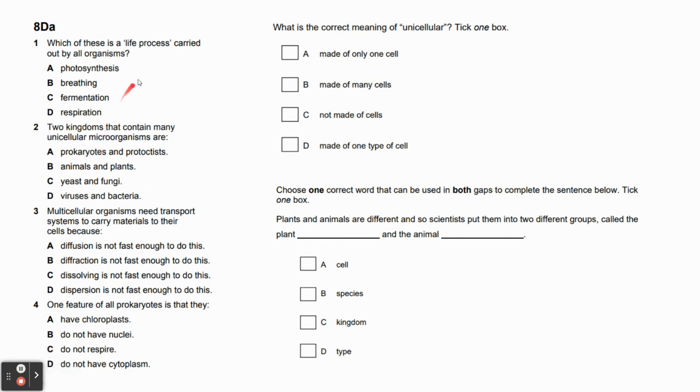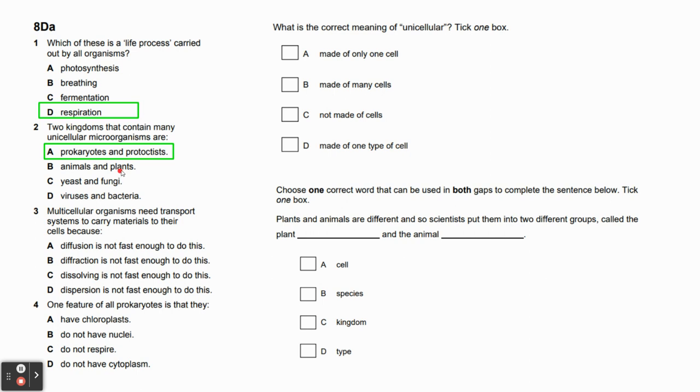So number 1, which of these is a life process? Remember, they are things that all living things need to do: movement, reproduction, sensitivity, growth, respiration, excretion, and nutrition. So to be classified as a living thing, you have to do all of those processes. So respiration is a process that all living things need to do. Number 2, two kingdoms that contain many unicellular organisms. That would be the first one, which is prokaryotes and protists.